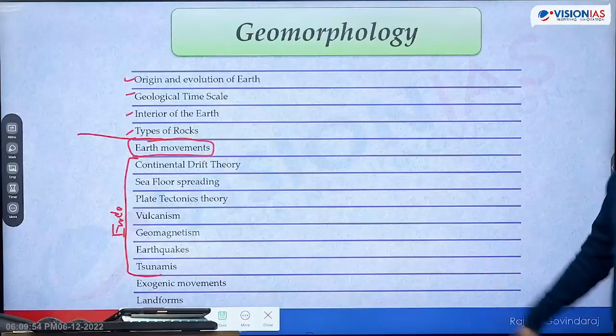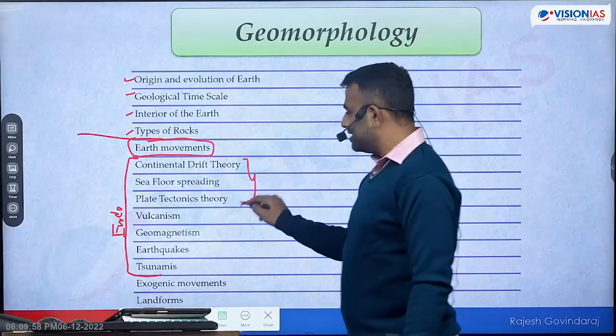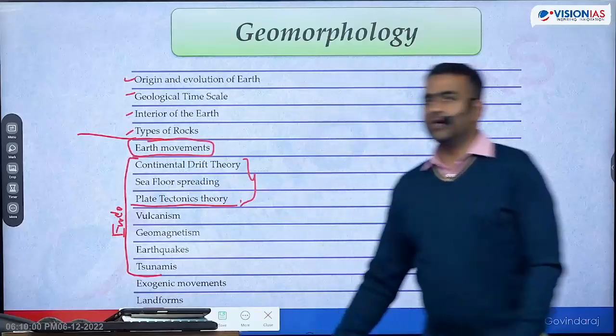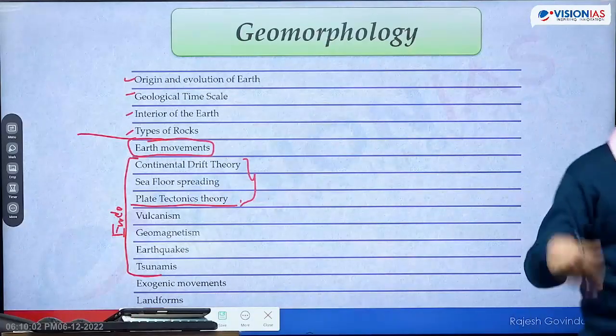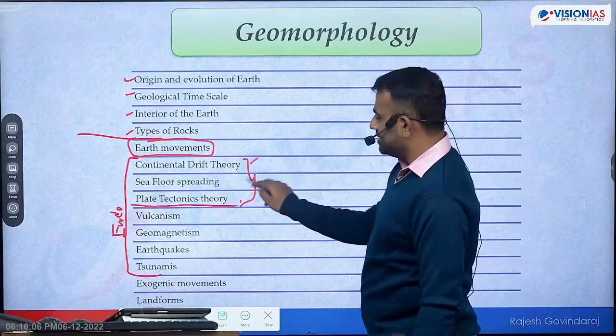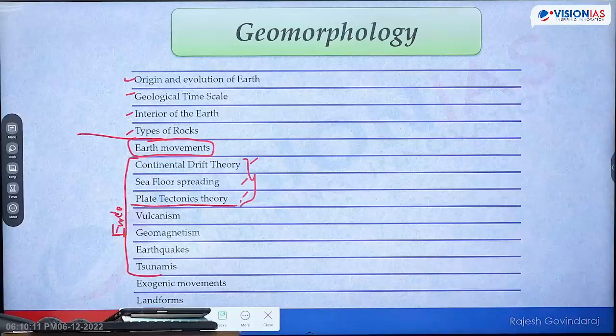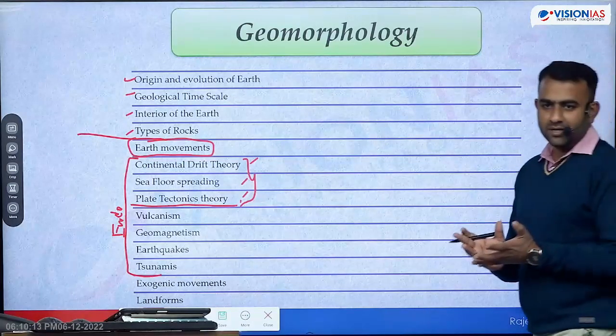First we'll study the different types of movements in these topics. Then we'll discuss the reasons behind these movements. There are various theories to explain what causes the changes from the Earth's interior: the continental drift theory, seafloor spreading theory, and plate tectonics theory. Different theories explain the movement from the Earth's interior.